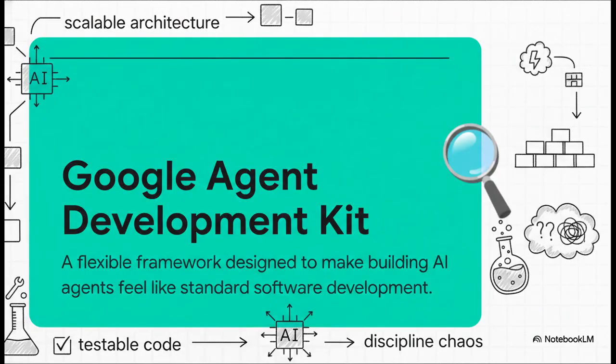So what is Google's ADK, really? Well, at its heart, it's a framework built on one super powerful idea. What if we treated building AI agents just like we treat building any other piece of software? It brings all that discipline, clear structure, testable code, scalable architecture, to the wild, creative world of AI. And that shift, that's what separates a fun little side project from a real, production-ready AI application.